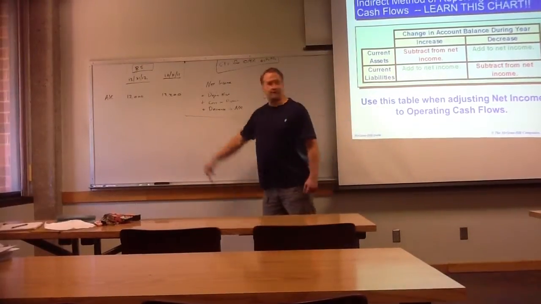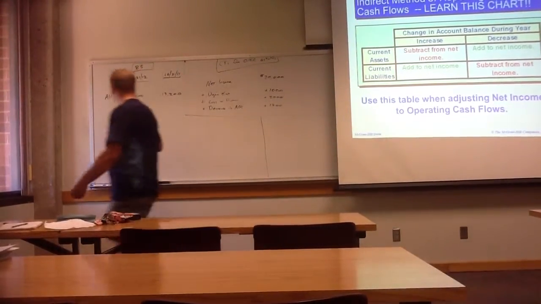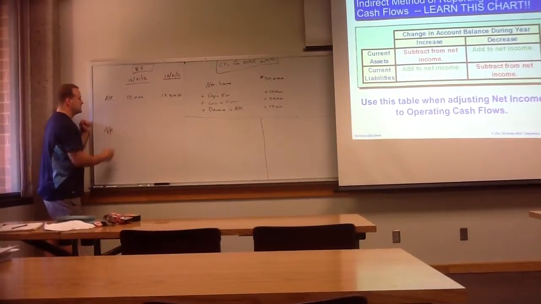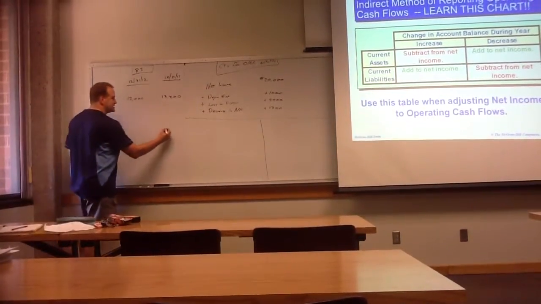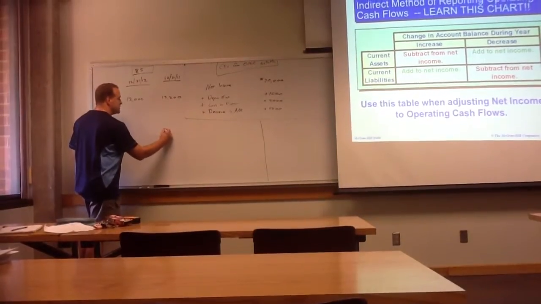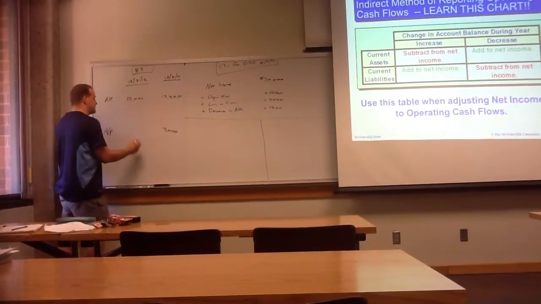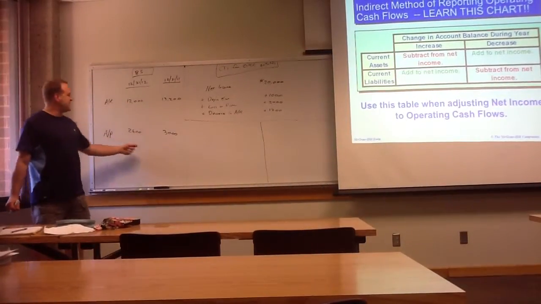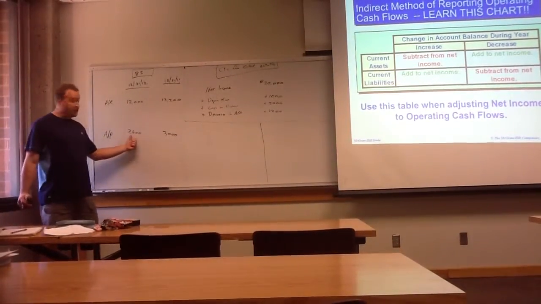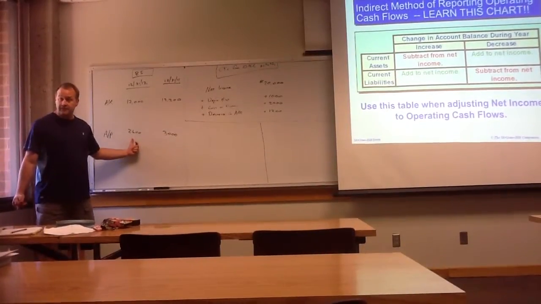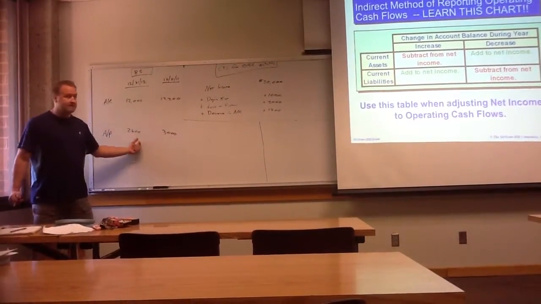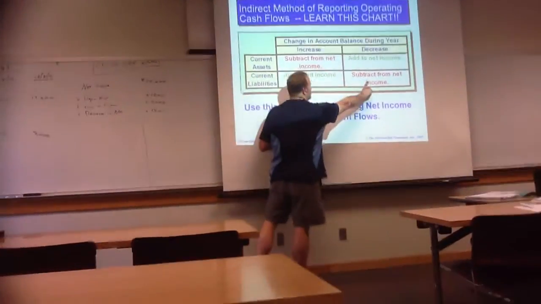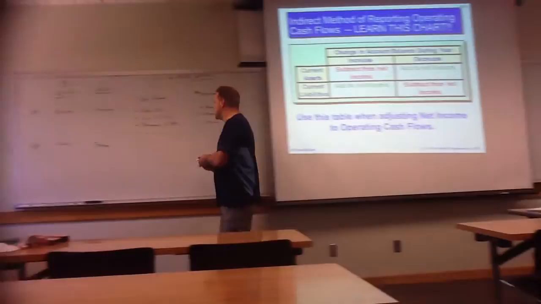Let's do one more. Let's say, going down to the liability section, accounts payable was $3,000 at the beginning of the year, and now it's $2,600. So accounts payable decreased by $400, right? From the beginning of the year to the end. Well, how do you handle a decrease in a current liability? You subtract it from net income.